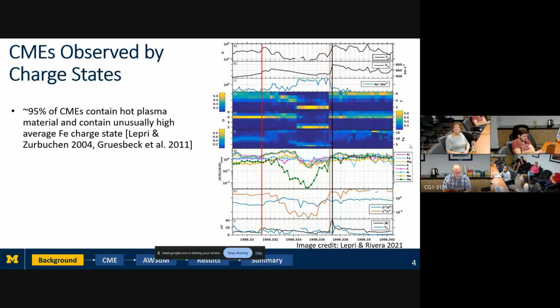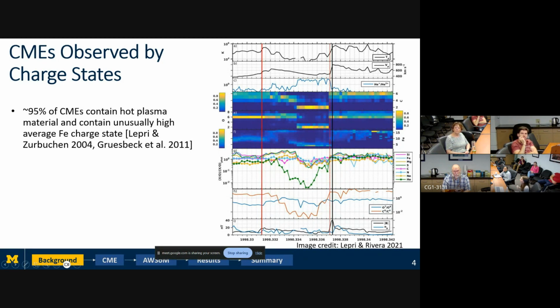And generally it's been found that about 95% of CMEs contain hot plasma material, which means we have higher ionization charge states of iron. So, we'll see, I think on average, higher than about an iron charge state of 12 or 13, but we really do see a lot of iron 16 material, which you can start seeing up here.